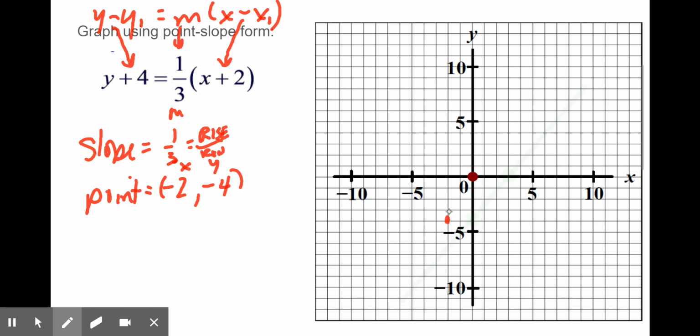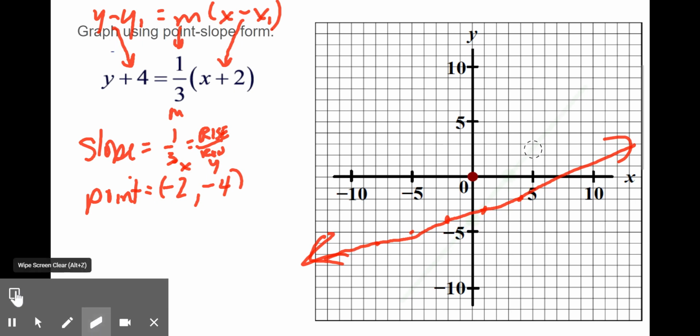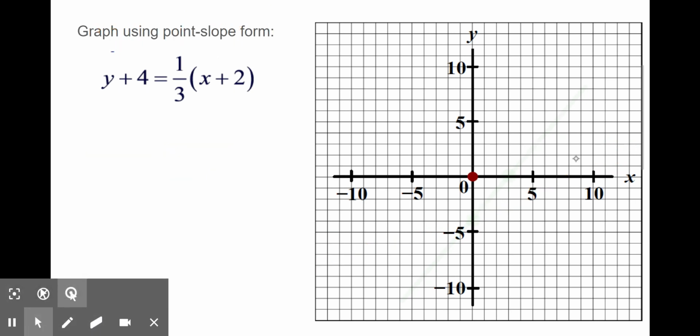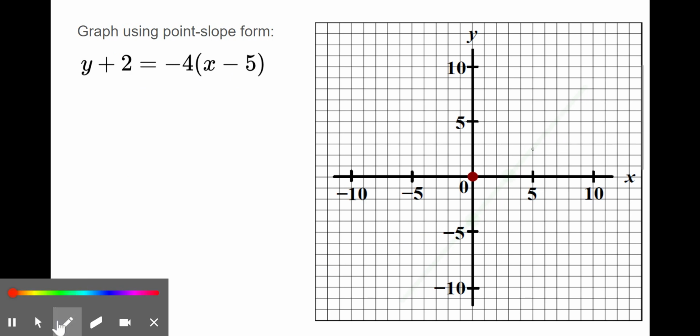Okay, so we're going to rise 1, run 3, rise 1, run 3, or we can go down 1, left 3, down 1, left 3. Go all the way through the graph, and there's your graph. You're all done. And there's your graph. All right. Here we go. We got a couple more left, and then that's pretty much all there is to it.